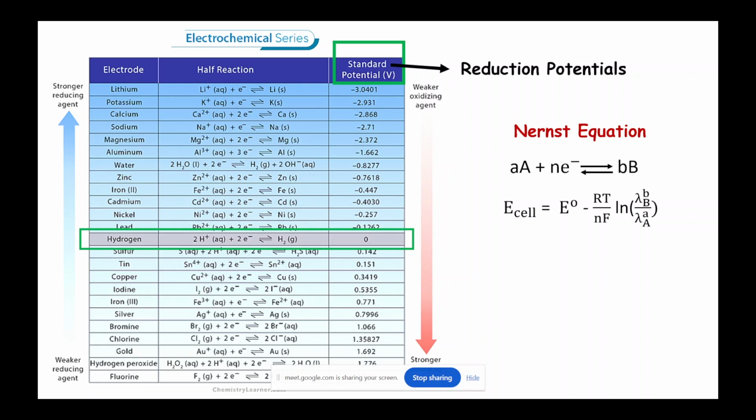So if you see in case of lithium and potassium, for them to accept an electron and then move to its elemental state is going to be very difficult in comparison to, let's say, chlorine or gold. They tend to accept electrons and then move towards their elemental state. That will be far easier for them.